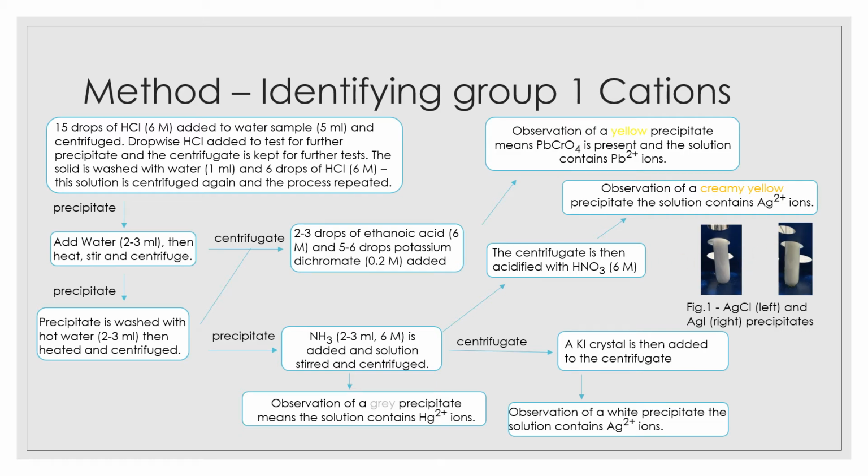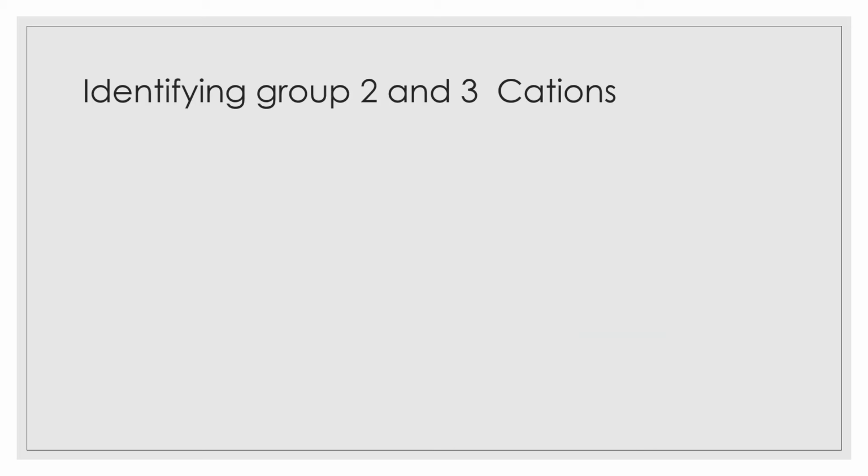So now we'll move on to the group 2 cations. Now we know our solution contains silver ions, we can carry on to identify even more ions. We don't have any group 2 cations, and as I said, we're not going to go through the big flowchart again because once is enough.